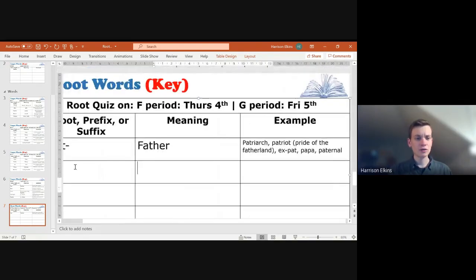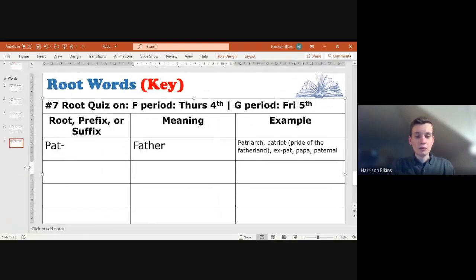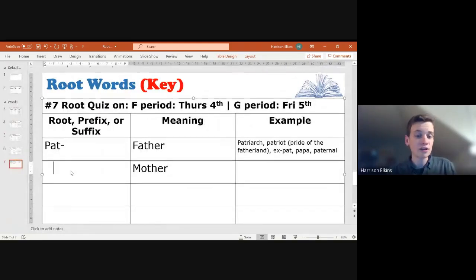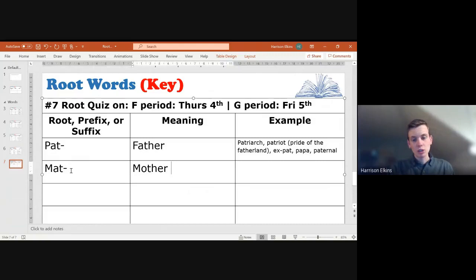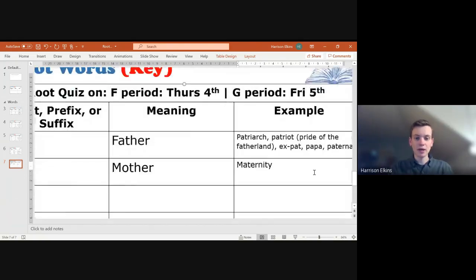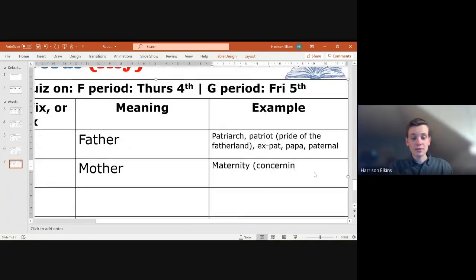Let's go over here to the next one. If we had father, we're going to go with the word that means mother. What word is that? Mat, maternal. For instance, you might think of maternity. If someone is pregnant, then she would probably be buying maternity clothes, which means she's getting clothes that would fit her during her pregnancy. Or the maternity ward is the section of the hospital where babies are being born.